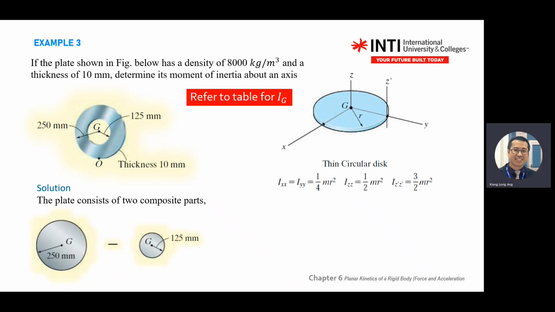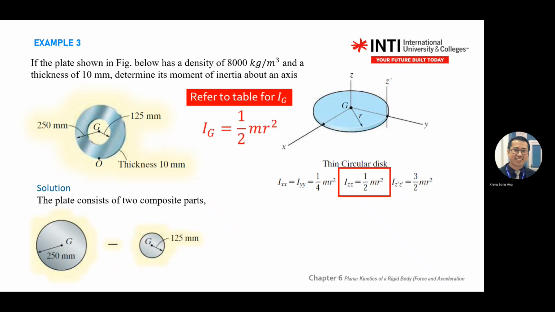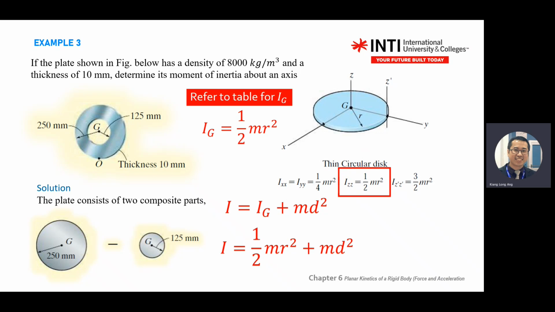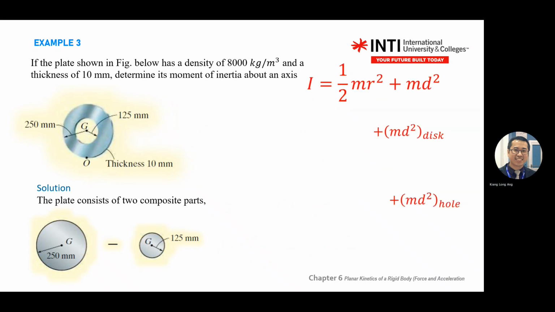You do the same for the small circle. Okay. So again, remember what is your I? Again, the one that you refer to in the table or chart only gives you IG. It's not the final answer. So I equals IG plus MD square. So you copy half MR square for IG and continue to write MD square. Okay. So you agree that our I equals half MR square plus MD square.